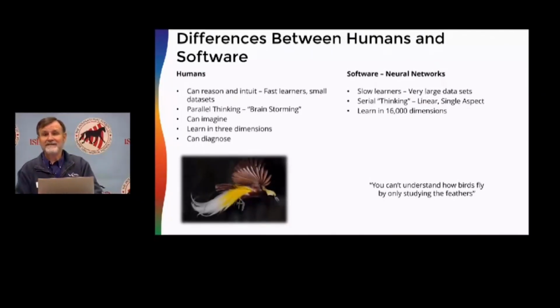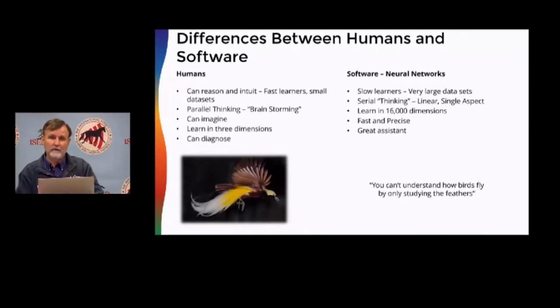But computers learn in 16,000 dimensions. And so the way a computer looks at something versus the way a human does is very different. And that's where we can work together to learn new things together. And I'll show you some clinical examples in a minute. The other thing about computers is they're fast. They're faster than a human brain. And so they're really good at finding needles in haystacks very, very quickly.